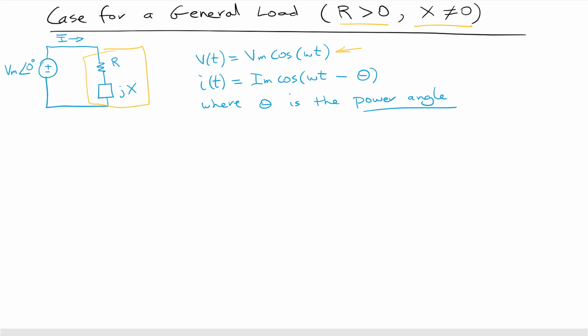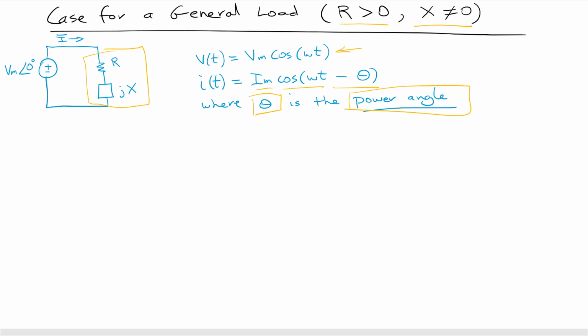Okay, and then we're representing the current as Im cos omega t minus theta, and now we're going to have a special definition, and theta, what we're calling now, is the power angle.